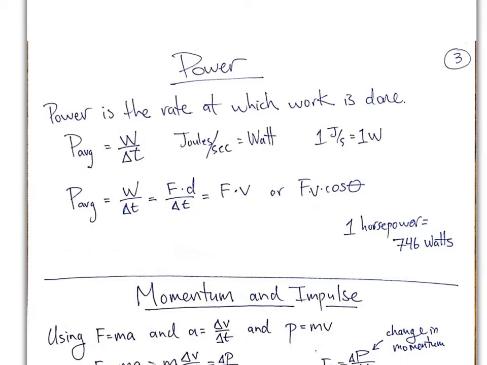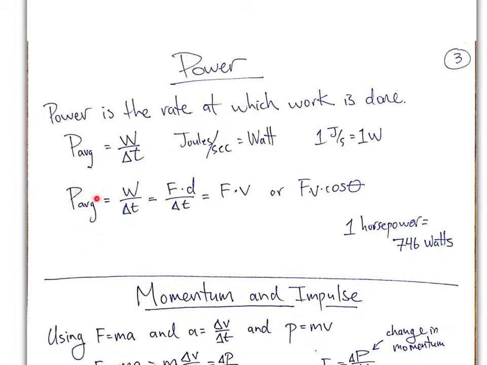Okay, third page here, power. So the rate at which work is done is basically work divided by time. This is the average, so average power is work divided by time. It's measured in watts. A watt is a joule per second, and this is normally how you'll see them written.